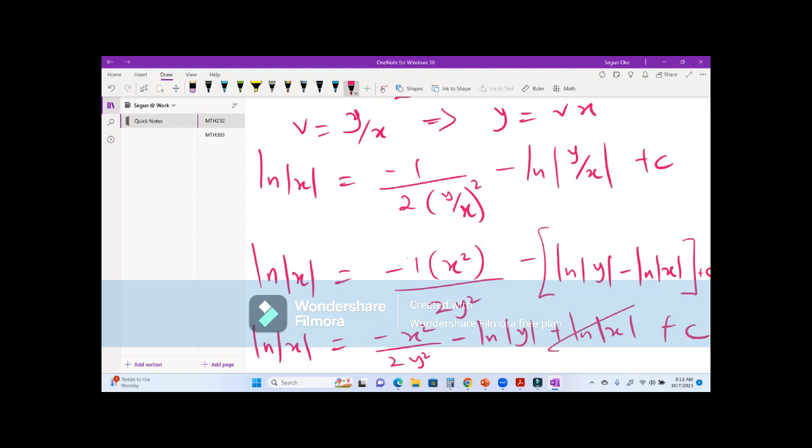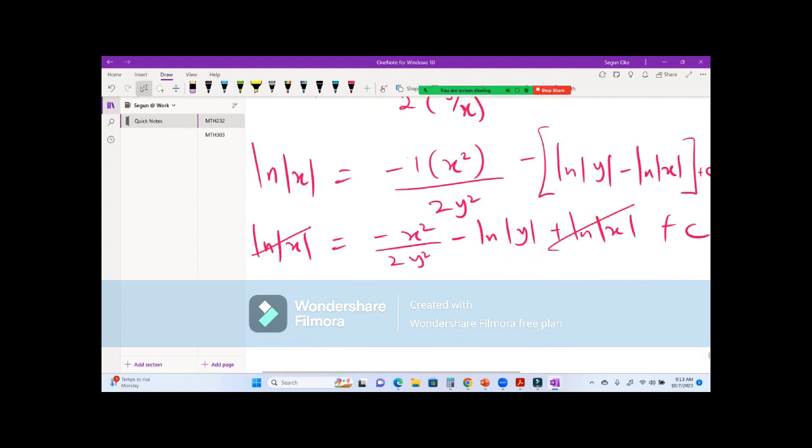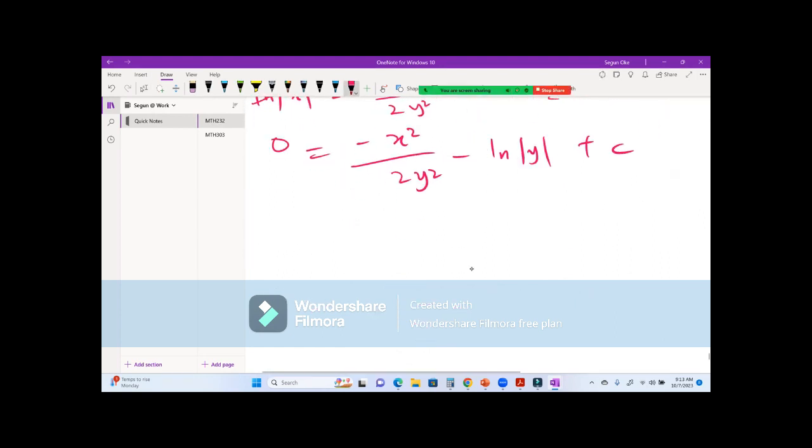This will go with this automatically because of the nature. When you take it to the other side, this is what we have. We're almost there. It says 0 equals minus x squared over 2y squared minus ln y, everything plus c. So I can take my ln y to the other side. What do we have? If I take ln y, I have y equals.